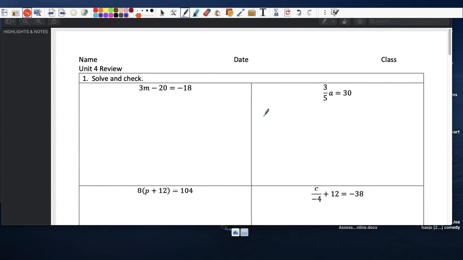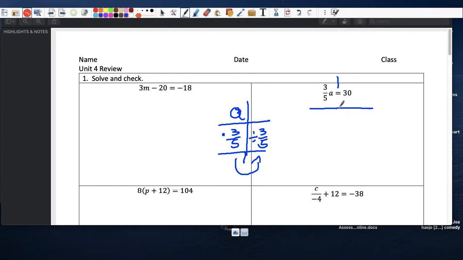Here, if you make a story, what is happening? So here's my variable, it's a, and it's being multiplied by 3/5. So the inverse operation is divide by 3/5. When we say we're going to divide both sides by 3/5, what exactly does that mean? Remember, when we're dividing by a fraction, that's the same as multiplying by the reciprocal. So we're going to multiply both sides by 5/3.